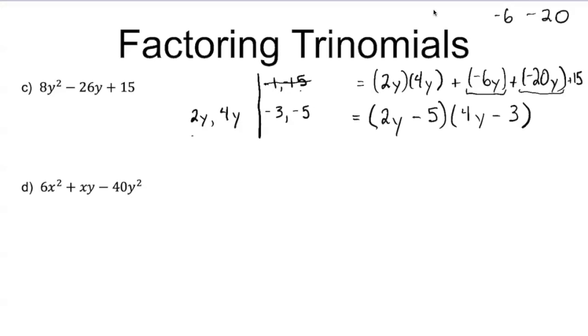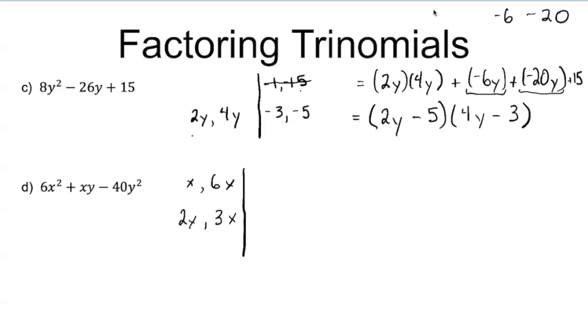So once again, my leading coefficient, 6x squared. I've got two possible pairs: x and 6x, as well as 2x and 3x, that make up my first term.